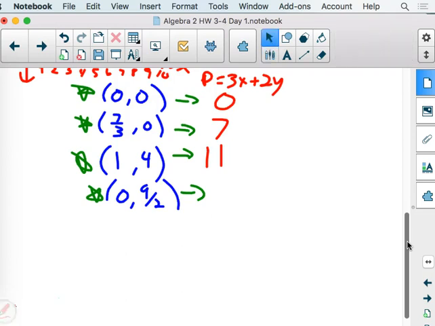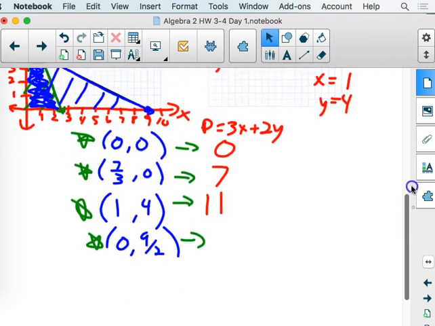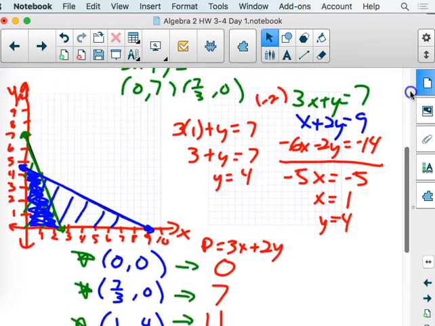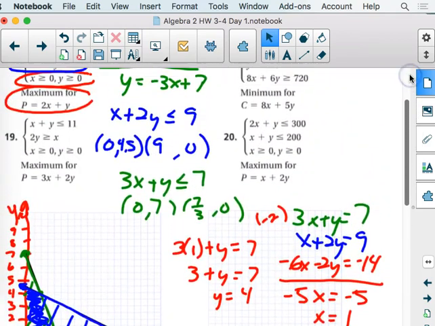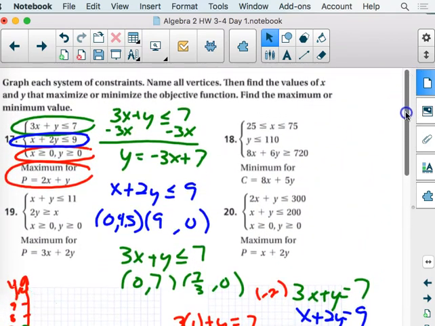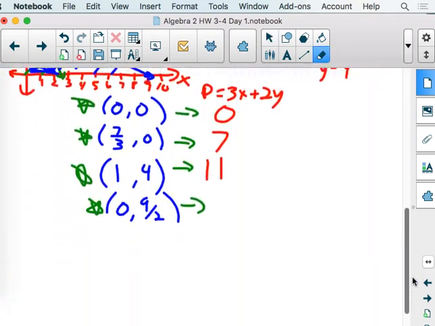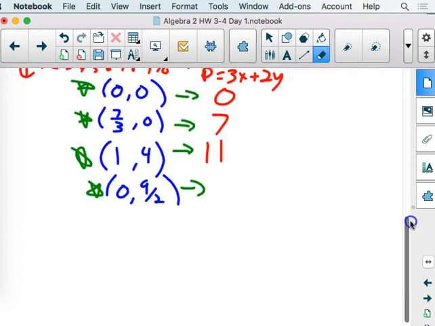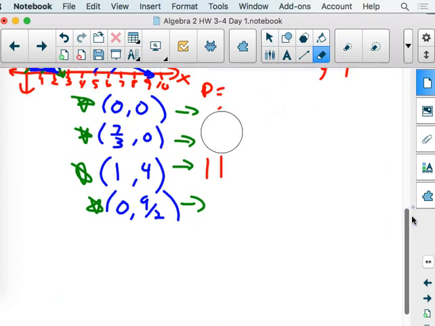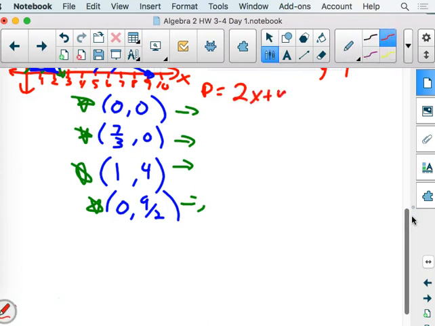AJ, did I grab it off another problem? Thank you. I did. 2x plus y. Thanks, AJ. Didn't scroll up far enough. Let's try that again. 0, 0 still gives us 0.